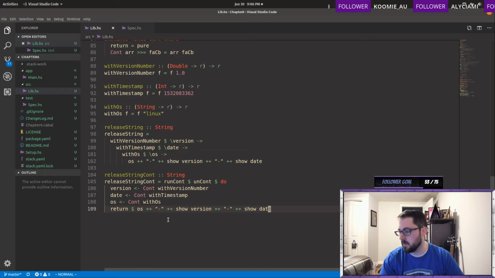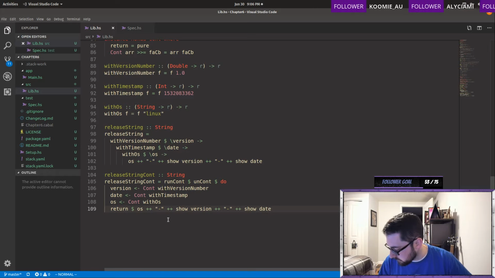I think continuation implies sequentiality. Okay, that's good enough for me. So we would have to do this differently if we wanted it to happen asynchronously. All right. So when written in continuation passing style, release string Cont hides the fact that it's doing nested callbacks.